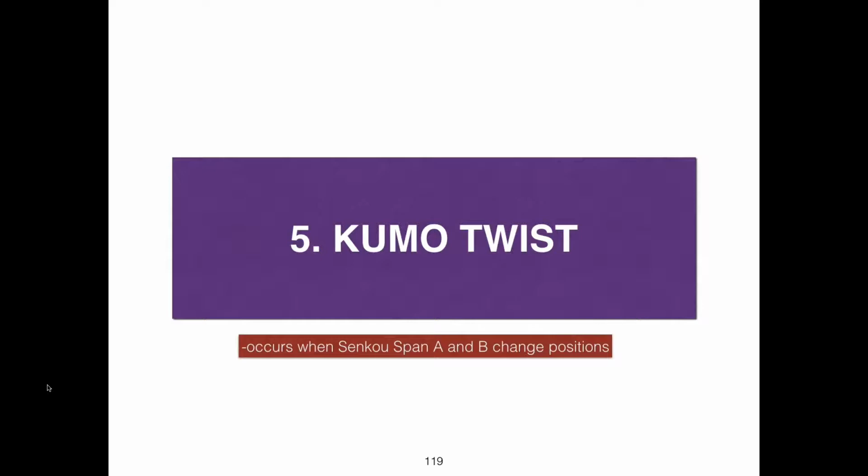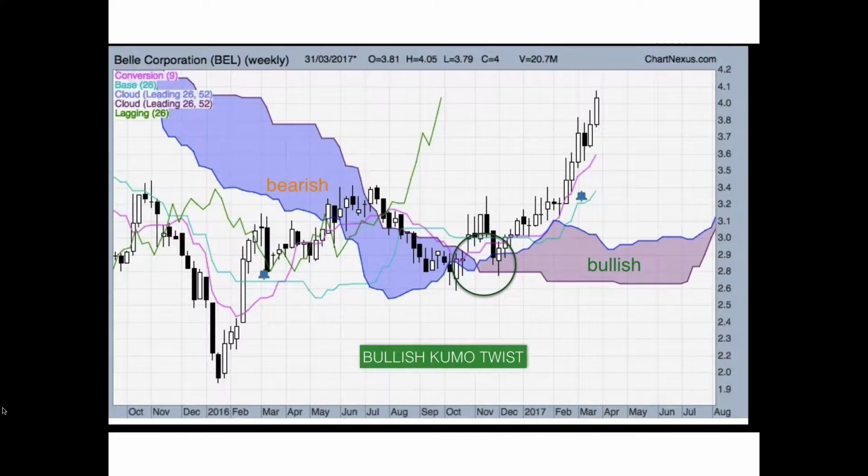Now, Kumo twist occurs when Senkou span A and B change positions. Kumo twist signals a change in sentiment. You will find Kumo twist 26 periods ahead of price action. So this gives you a roadmap of where the market is likely headed. It also tells you the timing when your particular holding is about to change in sentiment.